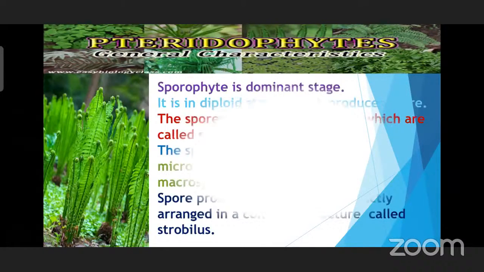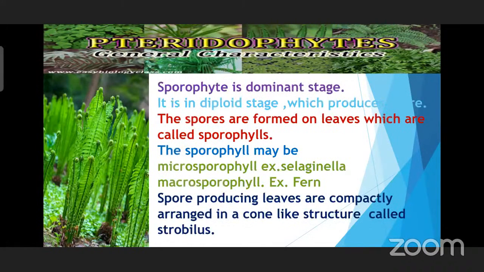So you can see here, the sporophyte is the dominant stage. The long leaf is called the dominant one. The sporophyte is very dominant, and it is in the diploid stage, as you have seen just now, which produces spores. It is diploid in condition, but it is producing haploid spores. The spores are formed on leaves, which are called sporophylls.